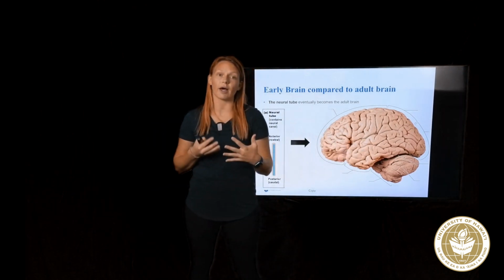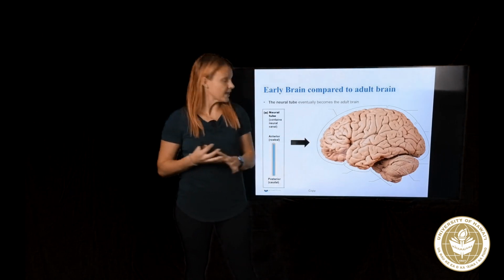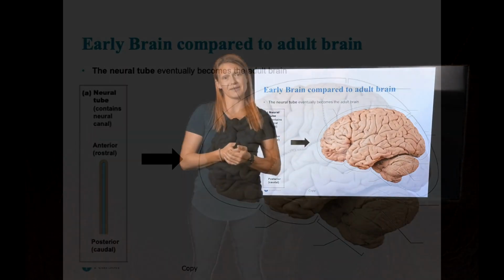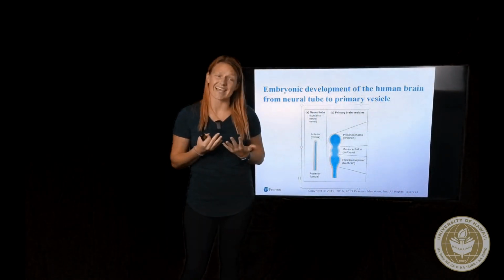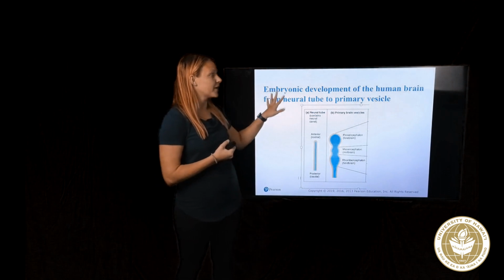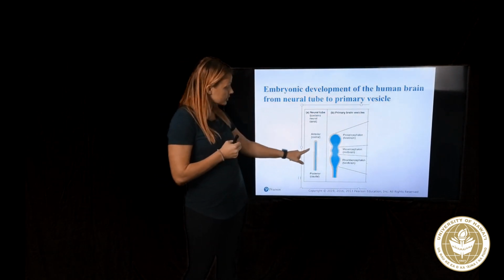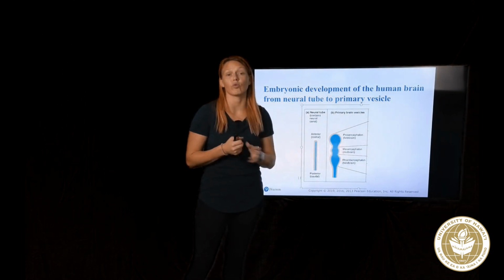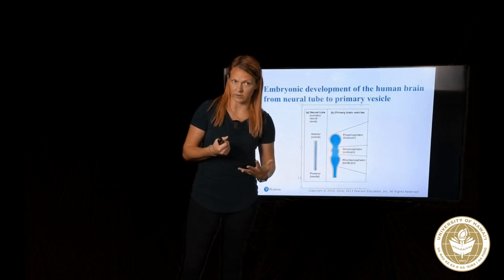So we're going to be talking about this process of brain development in these next few slides, of how we go from this neural tube to the adult brain. So how do we get there? We're going to look at the embryonic development of the human brain. We're going to start from that neural tube that I showed you before and go to these primary brain vesicles. So how do we go from neural tube to the primary brain vesicles?